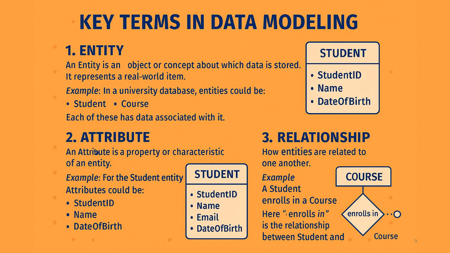Then we have the relationship, which is a connection between the entities. For example, if we have entity student and entity course, we can find in the middle the relationship enrolls in. Student enrolls in course.